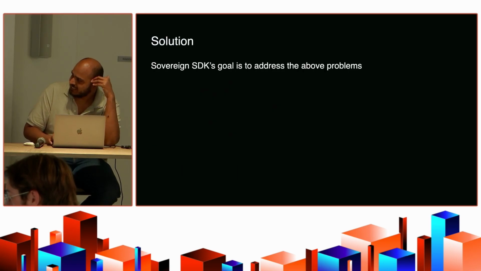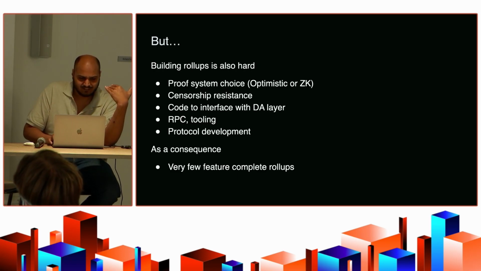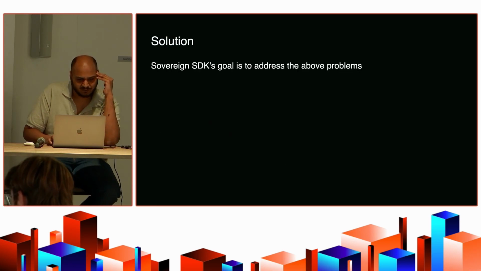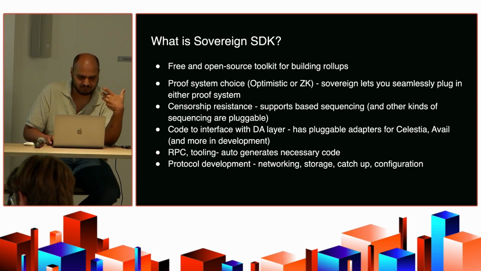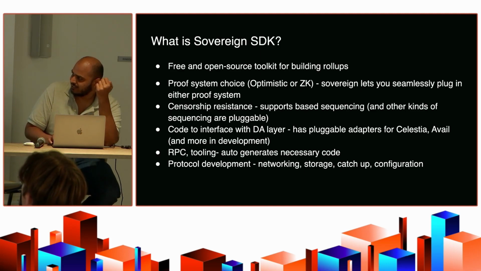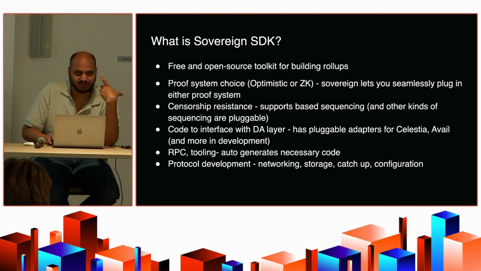So this is basically where Sovereign SDK comes in. The goal is to address each of these problems. So what is Sovereign SDK? It's a free and open source toolkit that you can use to build rollups. Sovereign lets you seamlessly plug in either an optimistic or a ZK proof system.